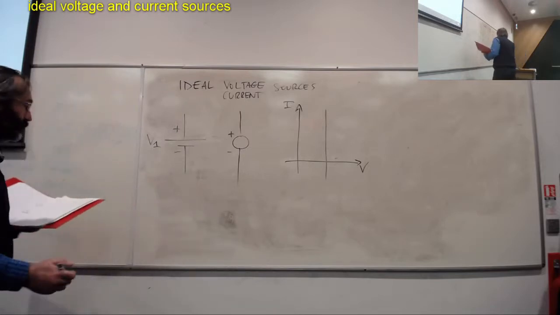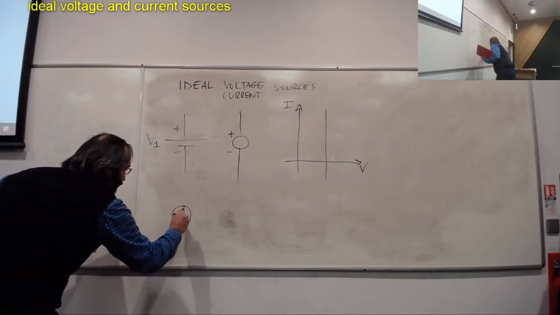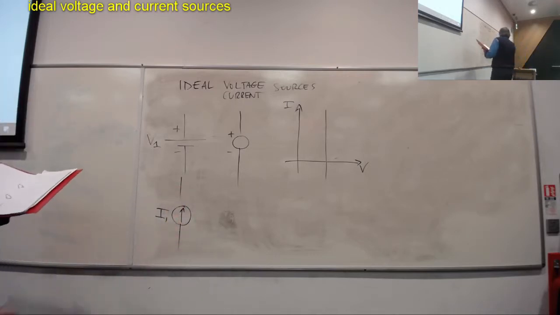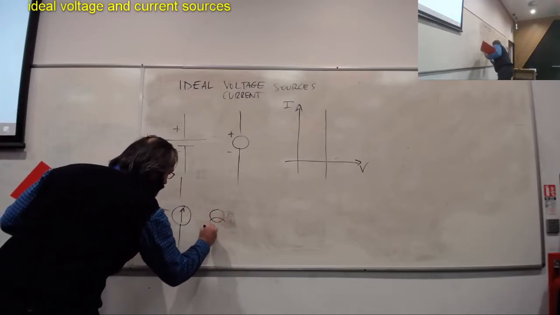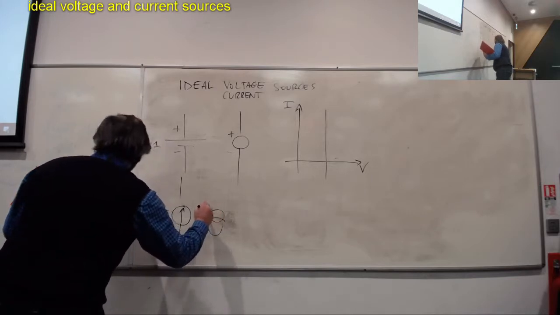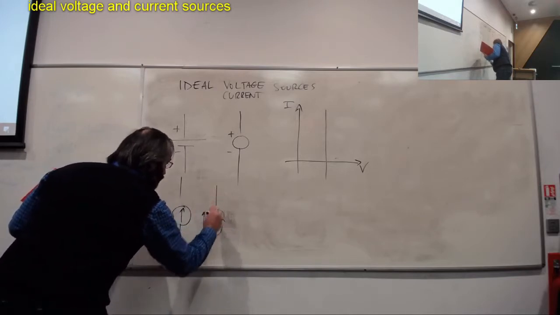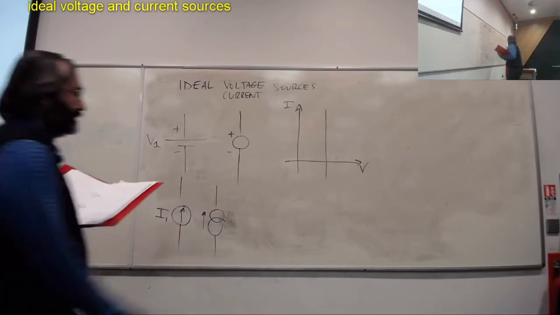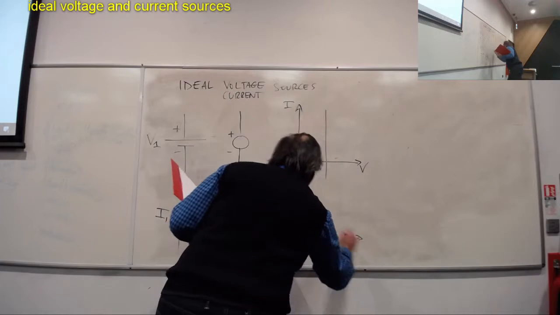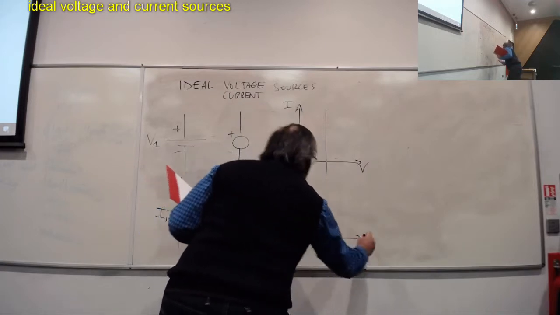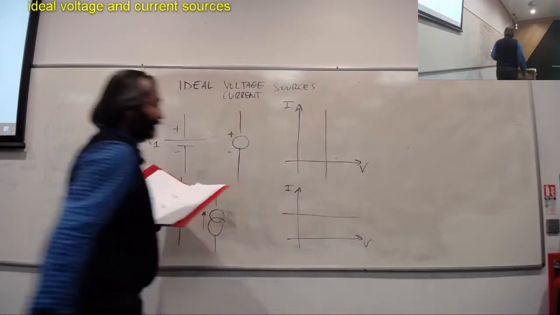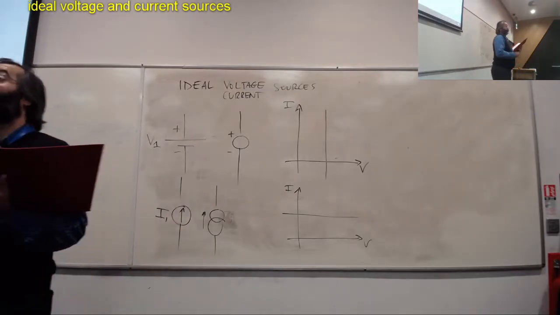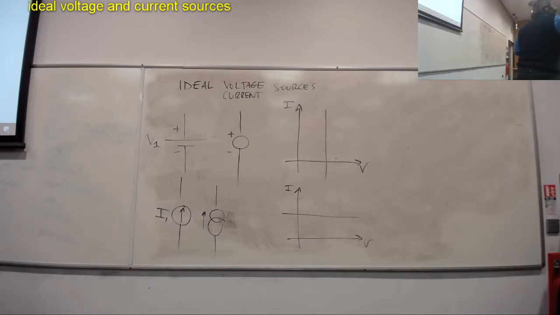Current sources, we indicate them with this symbol, say I1, or there is another symbol, maybe this one, and the corresponding IV diagram is obviously this one here. Constant current, no matter what voltage you ask it to provide.